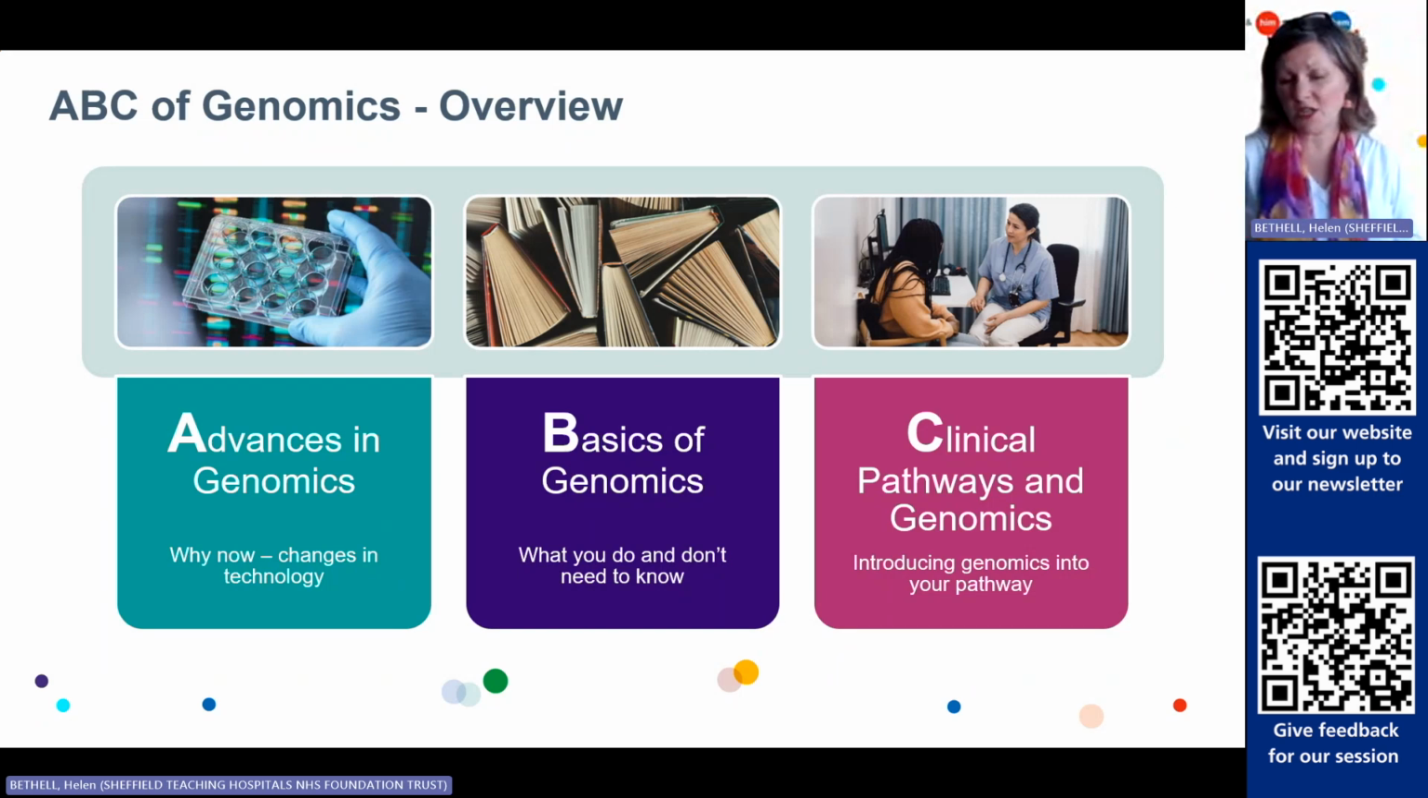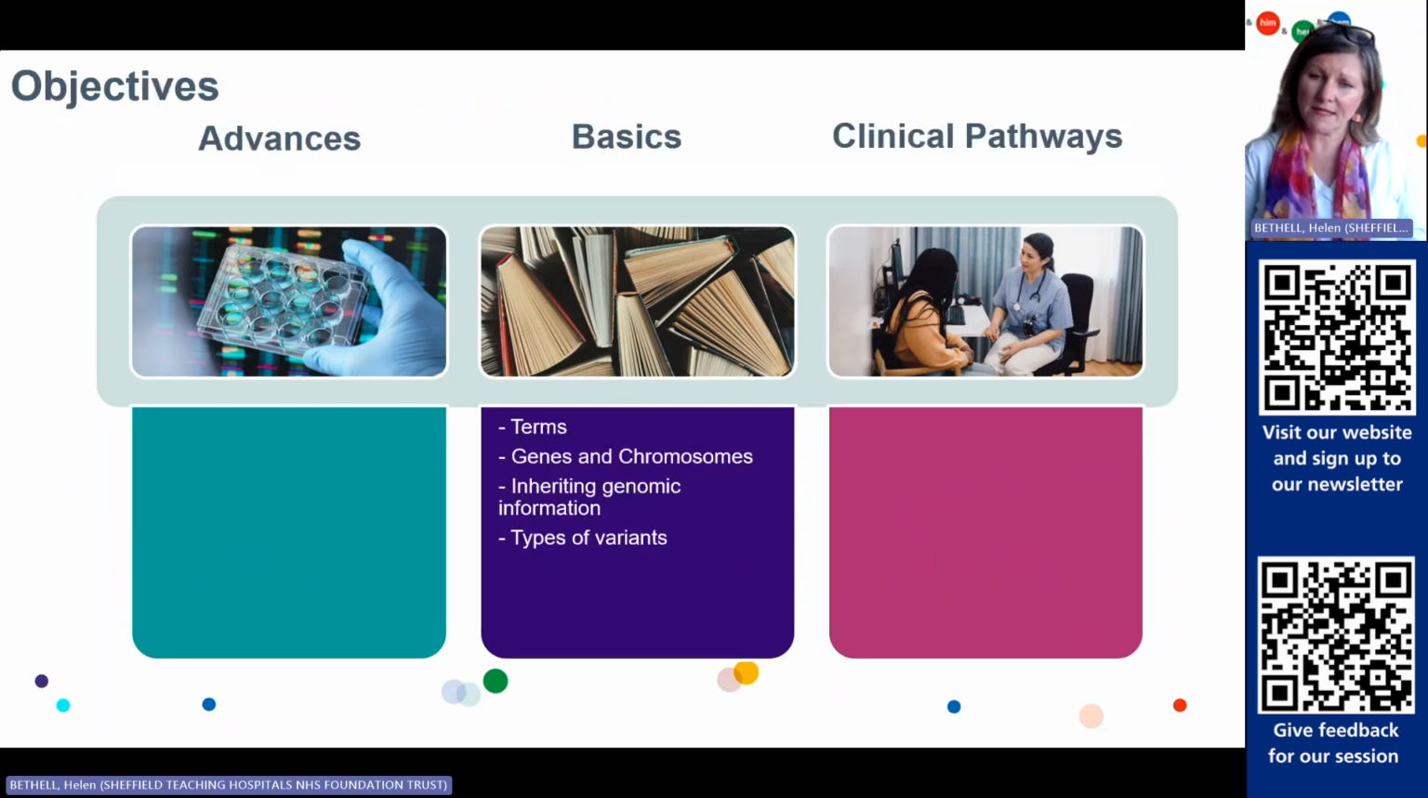So yesterday we did a session about the advances in genomics, which looked at why genomics is happening now and the changes in technology that are driving that. Today we're going to think about, as I said, the basics of genomics, what you do, and ultimately what you don't need to know about genomics in order to introduce it into your practice. And then finally, tomorrow in the third session, we're going to think about clinical pathways and how you introduce genomics within that. So today, for the basic session, we're going to think about terminology, things such as genomes and chromosomes. We're going to think about how we inherit our genomic information. And finally, we're going to think about types of variants and terminology around that.